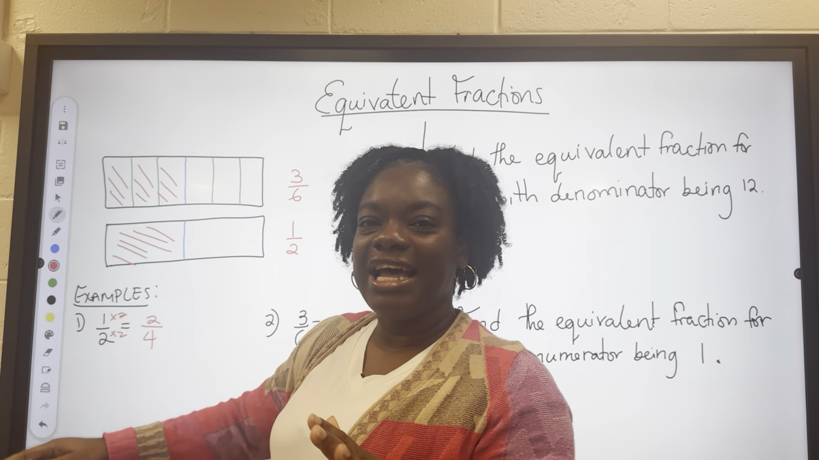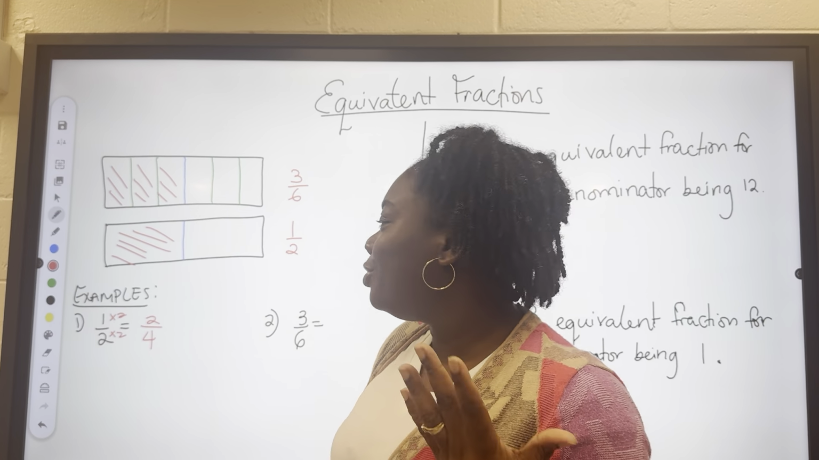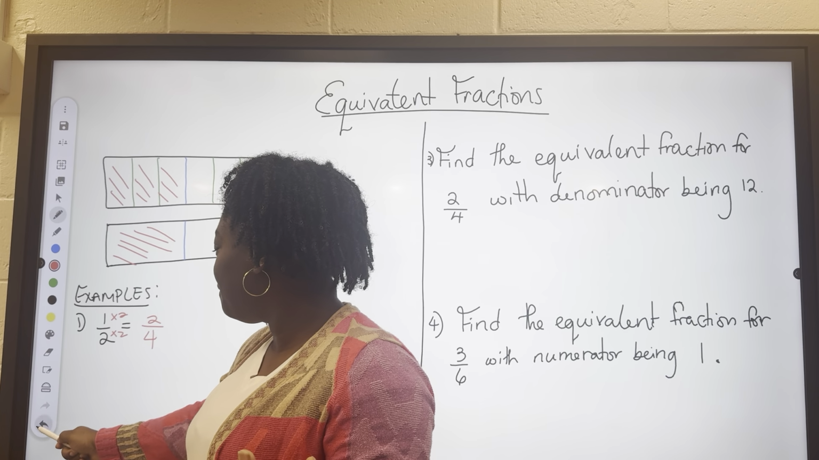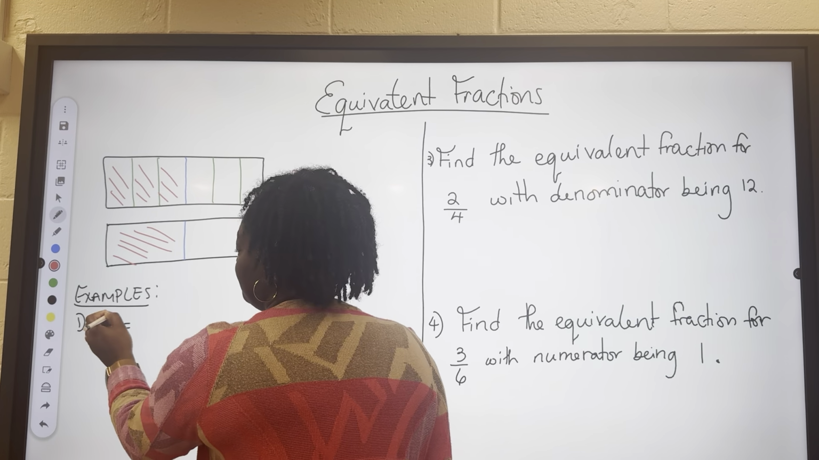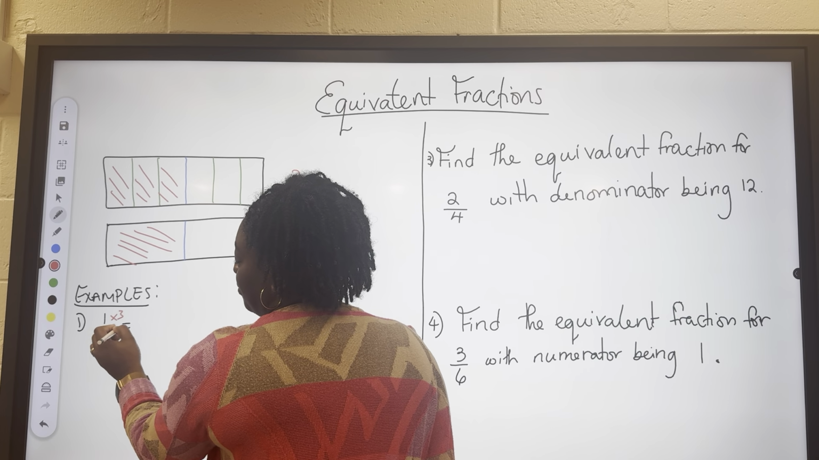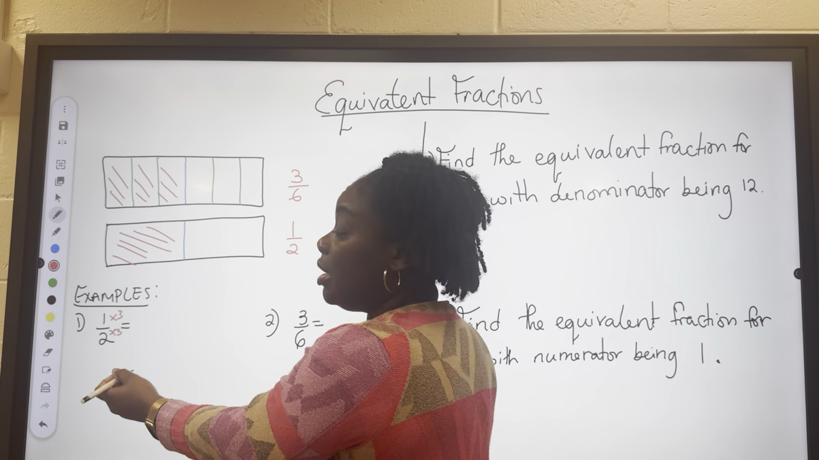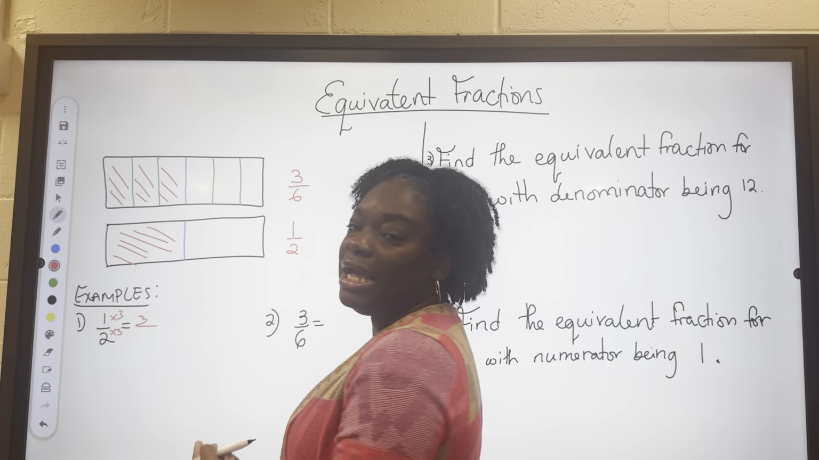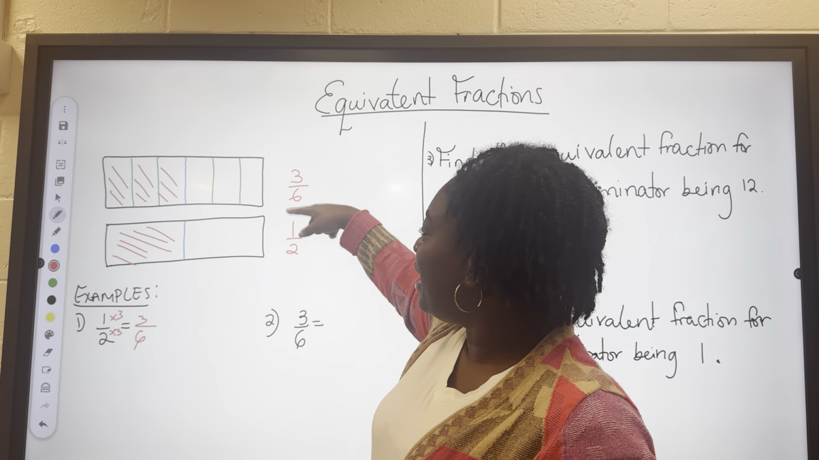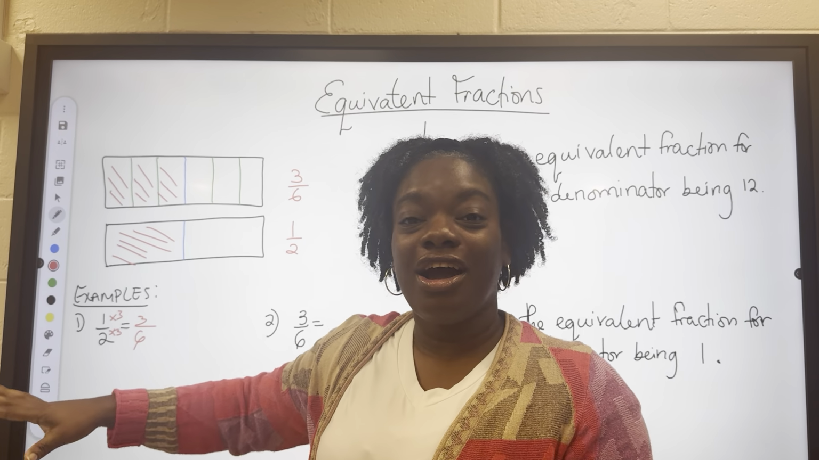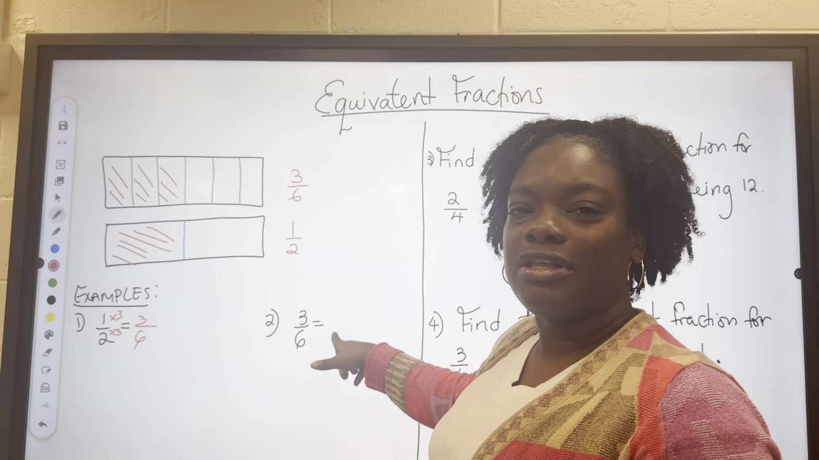Now, let's say I'm not choosing 2. I'm going to choose 3. So that's 3 times 1, 3, and 3 times 2, 6. If you notice, I would have gotten back these two fractions. They are equivalent fractions.